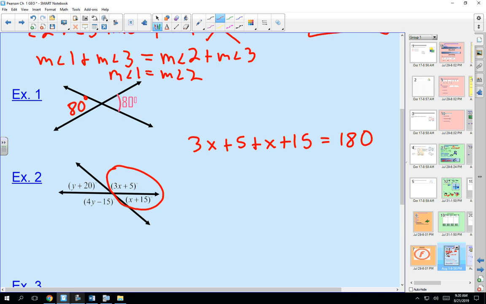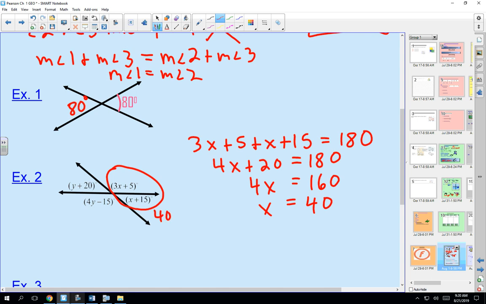So set these two, add them up, equal to 180. We're going to add 3x and x, that's 4x, plus 20 equals 180. Go ahead and subtract 20 from each side. 4x equals 160. Divide by 4. So x equals 40. So if I want to find the measure of each of these angles, I can put 40 in here.